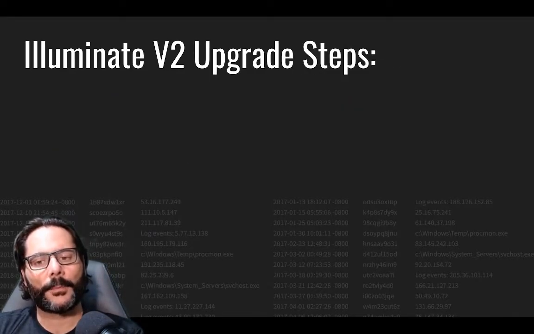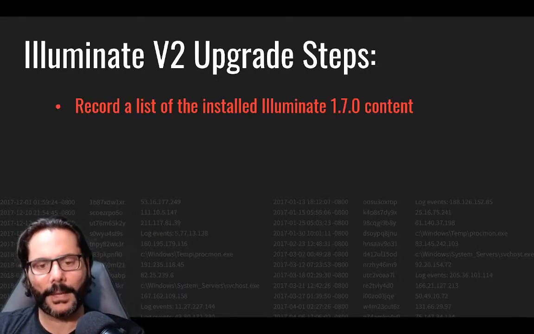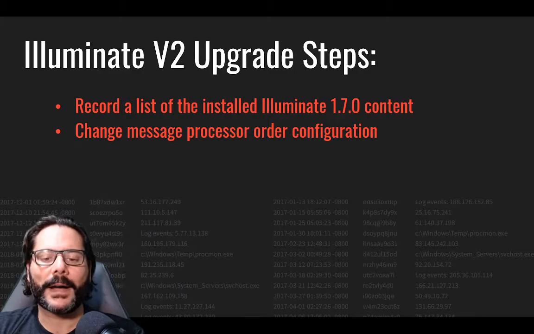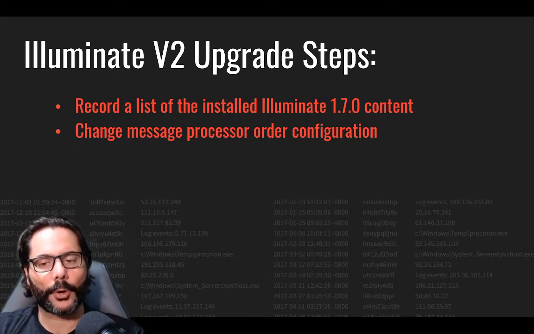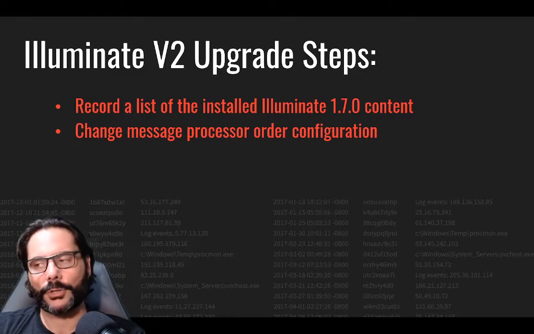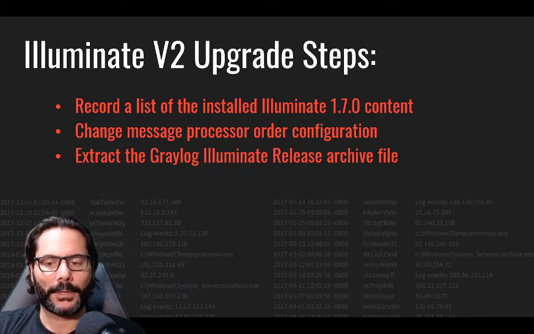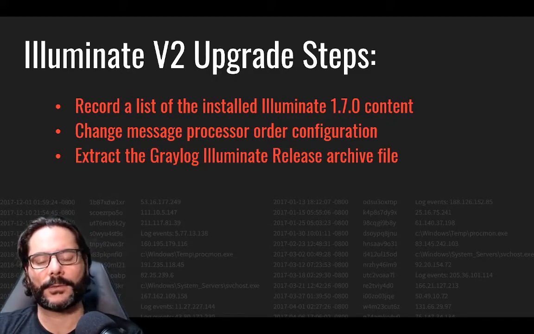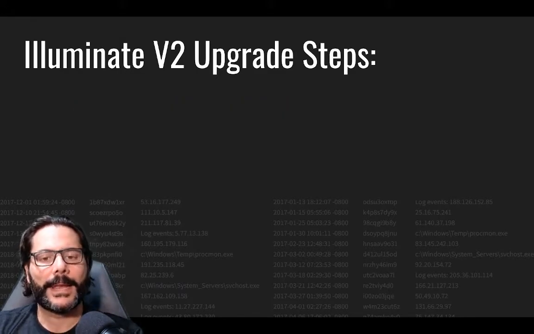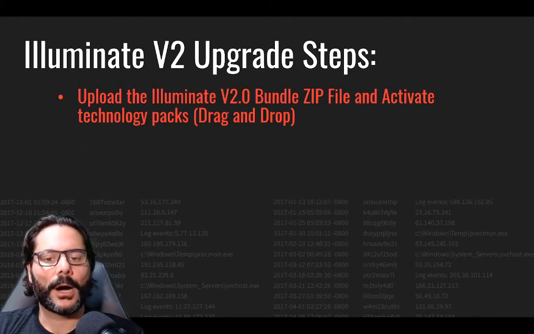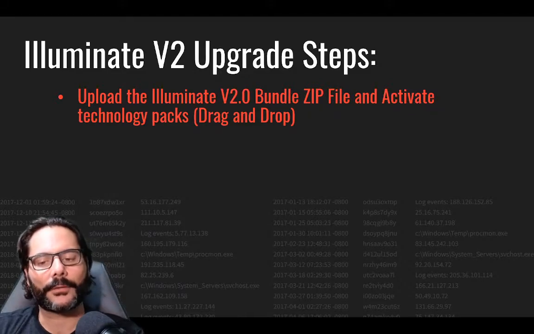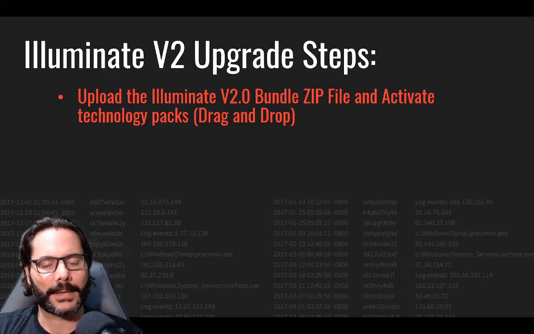To walk through the version 2 upgrade steps, it is important to follow this order. Record a list of all of the Illuminate 1.7 content that you have, as you will need to uninstall it later. You'll need to verify and/or change the message processor order for the configuration, which I'll show you in a moment. You'll need to extract the Graylog Illuminate release archive file to your management PC, and you'll see some file structures in there. Next, we'll need to upload the Illuminate bundle zip file with the new Enterprise Illuminate, activate the bundle packs you require for your organization, and activate the technology packs as required.